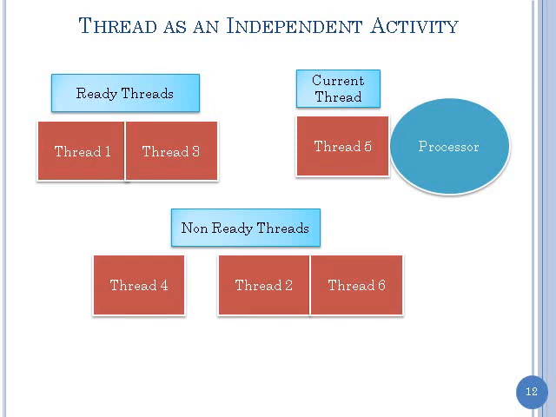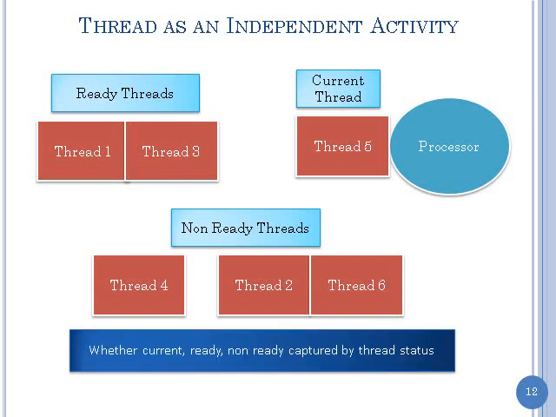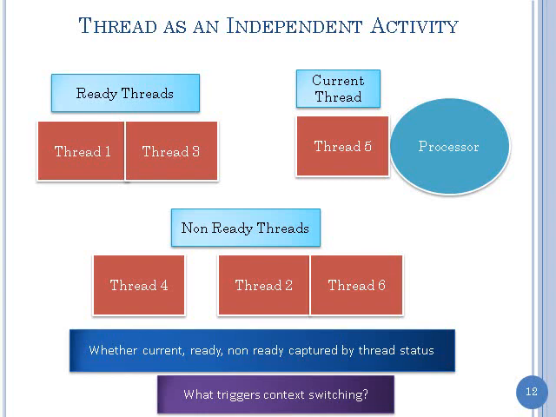And you guys have sort of all seen semaphores to some degree. So semaphores make threads wait. Each semaphore has its own queue. So you might have threads queued on various semaphores. Okay, so you need a status to sort of indicate they're not ready. So status is whether current, ready, not ready, some other state is captured by thread status. So now we talked of rescheduling. So rescheduling happens when exactly?